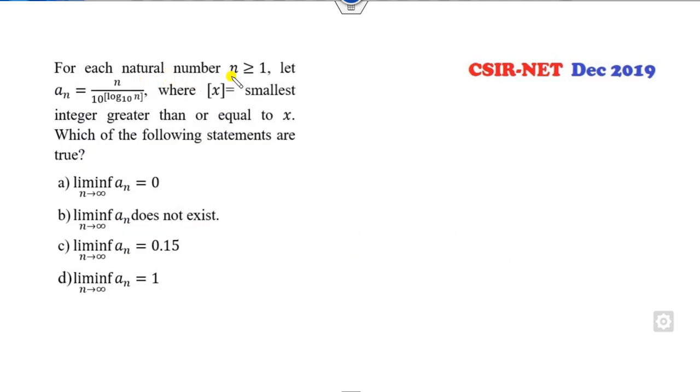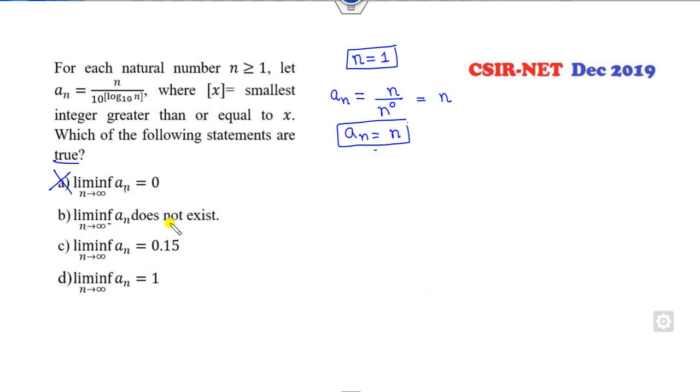Now look at this another one. For each natural number n greater than 1, which of the following statements is true? For each n, if I choose n as 1, fine. So what will happen? an is n. What is the ln of 1? It is 0. So an will be this in this case. Then limit of infimum is 0. Limit of infimum does not exist.